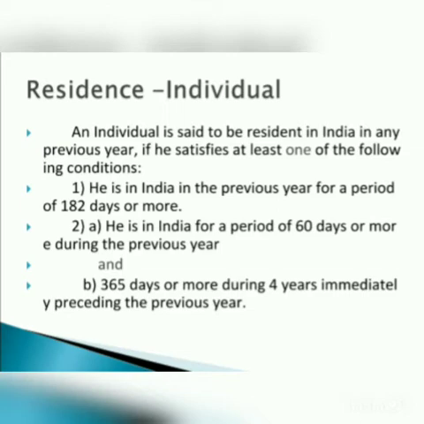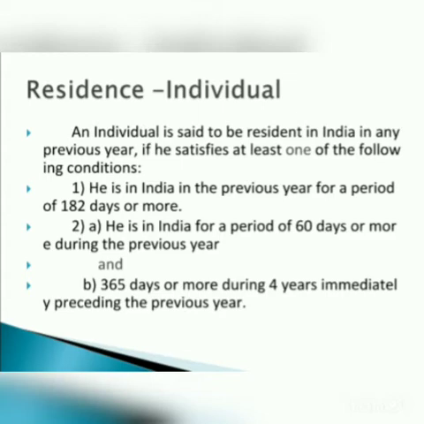First of all, we'll start with the residential status of an individual. An individual enjoys two types of residential status. First is resident and second is non-resident. Resident can be further categorized into two categories: ordinary resident and not ordinary resident.